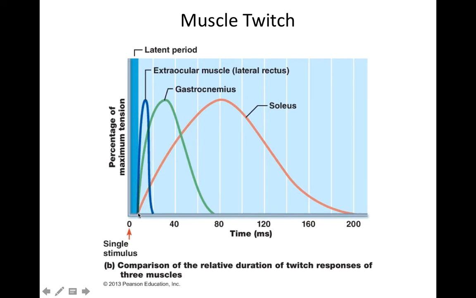So, your eye, the entire twitch takes about 20 milliseconds. So it goes through this entire process there of latent, contraction, relaxation in 20 milliseconds. Gastrocnemius takes about 80 to do the same thing, and soleus takes about 200. The lateral rectus, or the blue muscle, is a very fast twitch muscle. It goes through the entire process really quickly.